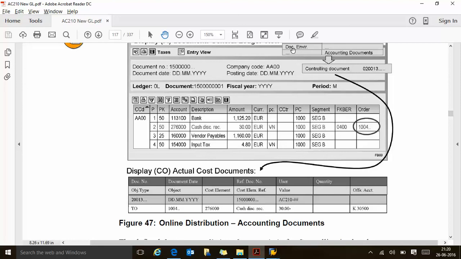So this is how it looks. You have the FI document, you go to browser, accounting document, then you have a controlling document, and then you can see what is being posted in controlling.